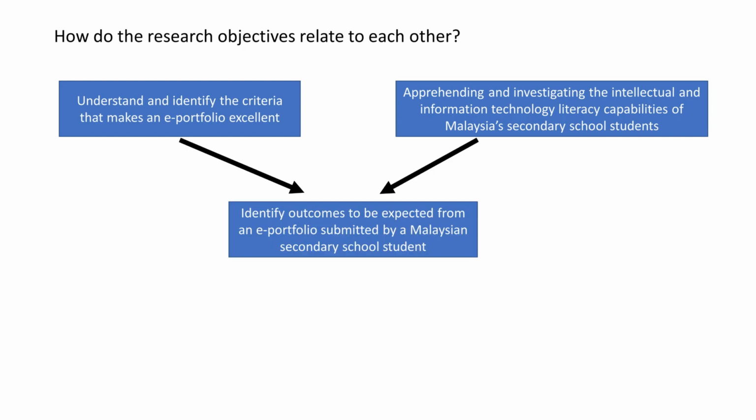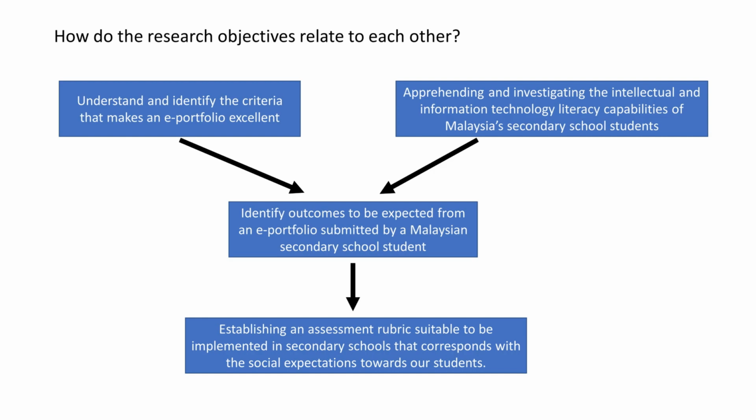By understanding the capabilities of secondary school students and knowing the requirements for an e-portfolio to be perceived as excellent, I can sketch out the outcomes to be expected from an e-portfolio produced by a Malaysian secondary school student. This ensures that the e-portfolio system implemented has realistic expectations towards our students, yet has a benchmark required to be achieved by them. The research findings allow us to set this benchmark. The research findings obtained by the first three objectives mentioned allow me to establish the assessment rubric.